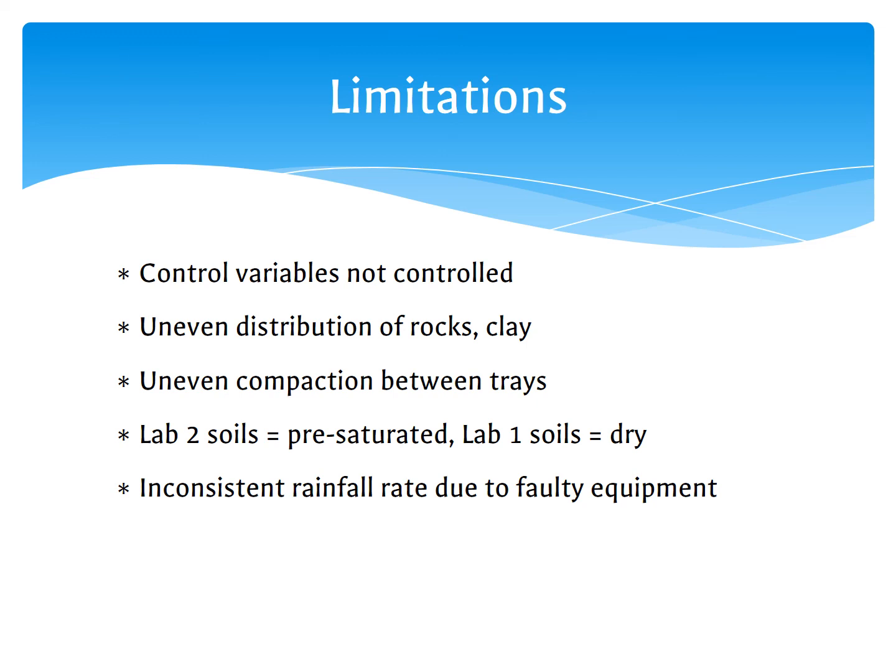Another limitation, which affected the ability to compare results between the two labs, was the saturation of soil prior to water application. In the first lab, fresh dry soil was placed into the trays, while in the second lab, fresh soil was not placed in the trays. Instead, the soil was pre-saturated from a similar experiment being run 1 hour before our own. The rainfall rate was also inconsistent for both labs due to faulty equipment. The sprinklers stopped working multiple times during each session. Some of those were during runoff collection, which would result in decreased runoff over this shutdown period.